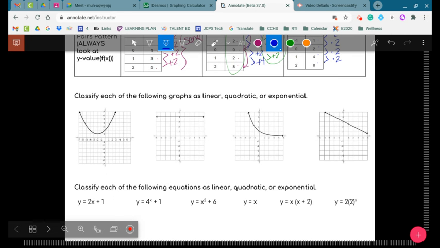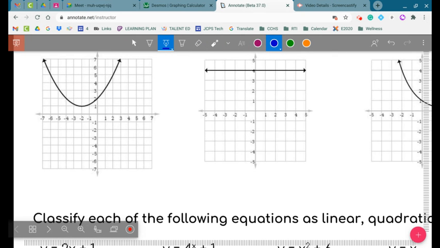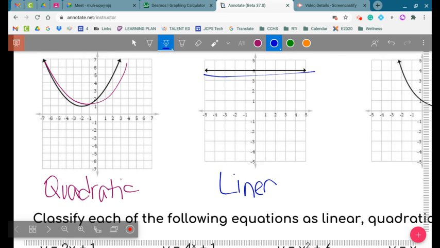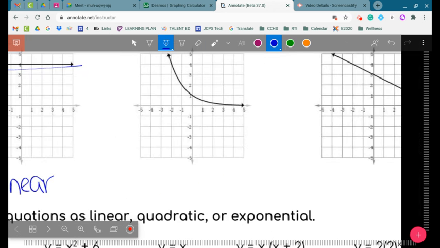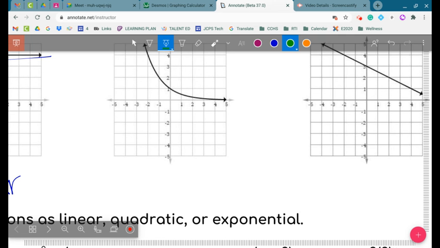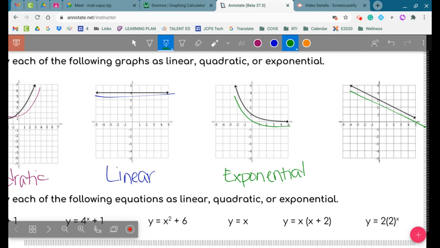Okay, so we need to classify these as linear, quadratic, or exponential. This one has a U shape, so it is quadratic. This one is a straight line, so it is linear. This one has the L shape, and this one's going down, but it still has that L shape. So this is exponential. And the last one is a straight line. So it is linear. So those are 3 types of function.